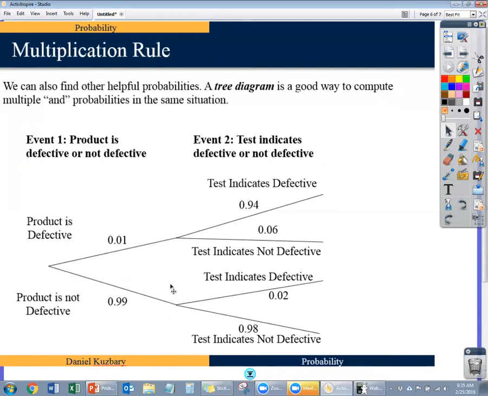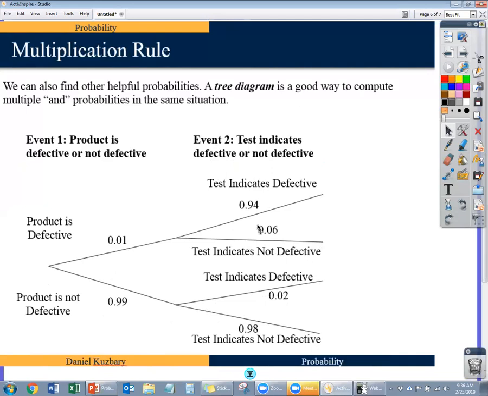Event 2 is displayed by the second set of branches, and event 2 is what the test is going to do, and the chance it's going to do that. The chance that event 2 does certain things is based entirely on whether or not the products are defective. So if it's defective, then there's a 94% chance it says it's defective. There's a 6% chance it says it's not defective. If the product isn't defective, there's a 98% chance it says not defective and a 2% chance that it's wrong and says defective.